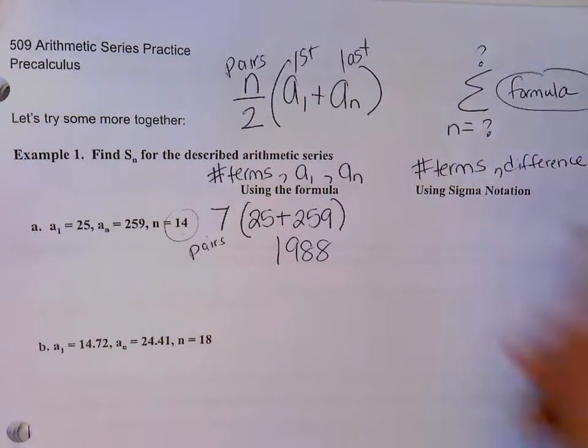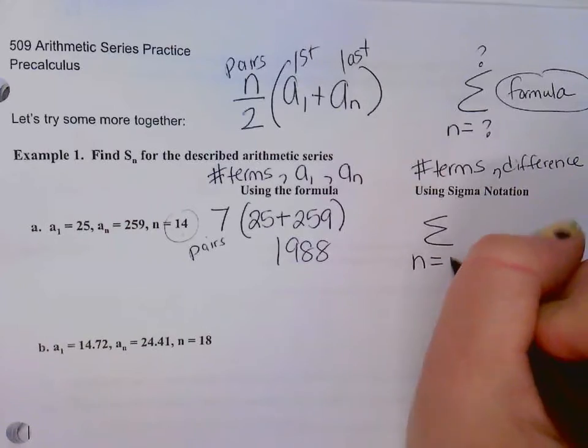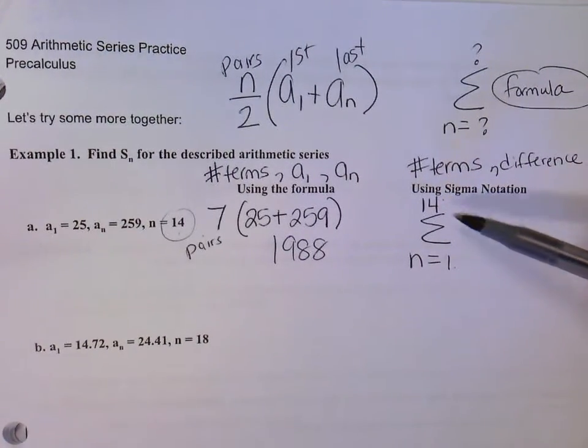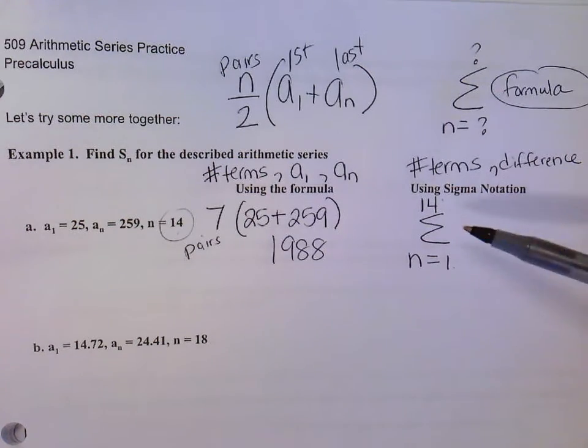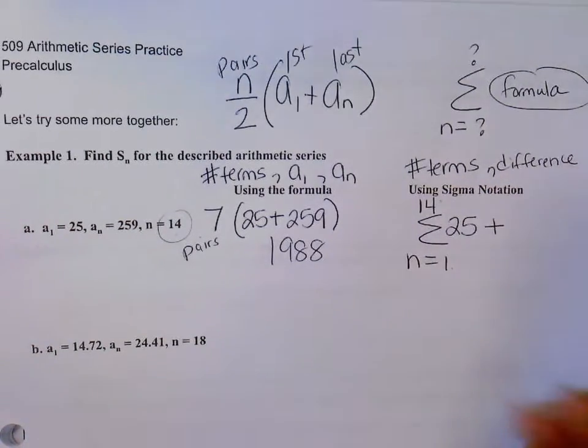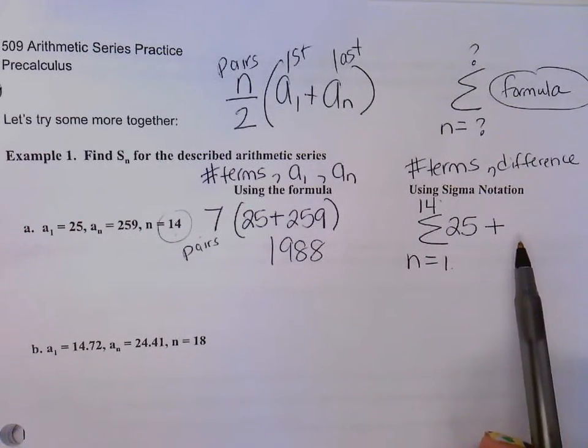Let's see if we can set it up to practice that hard. I could say n goes from 1 to 14, right? The first term to the 14th term. But I have to write the formula for this arithmetic sequence. So I know that I start at 25, but I'm not sure how much I add each time. So how can I find the common difference?